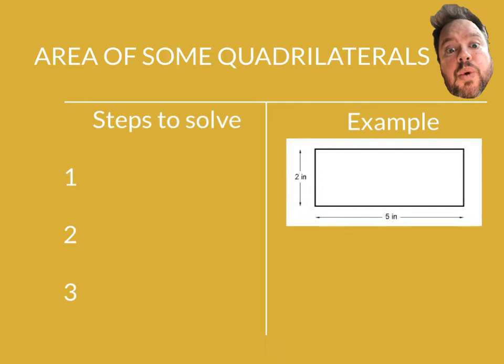On the right, under the example, is a rectangle. So we're going to learn how to solve some quadrilaterals using that example. But first, steps to solve it. First, we need to write down the formula.